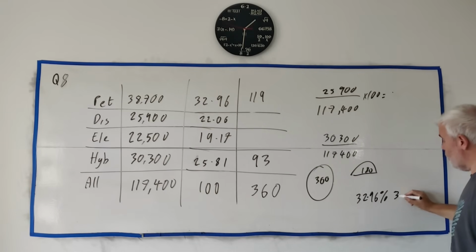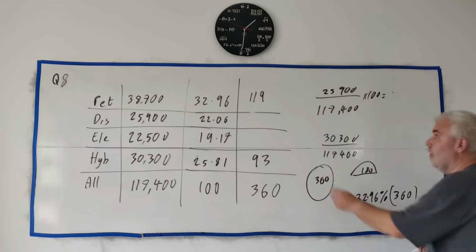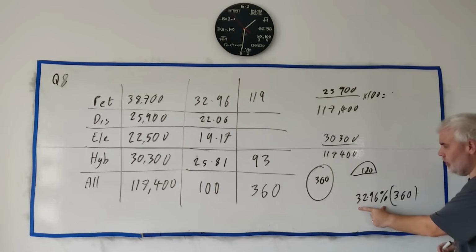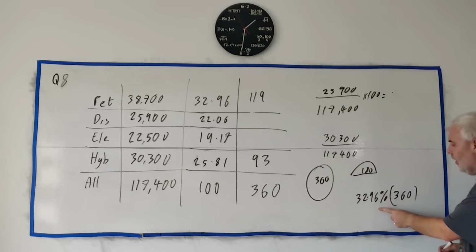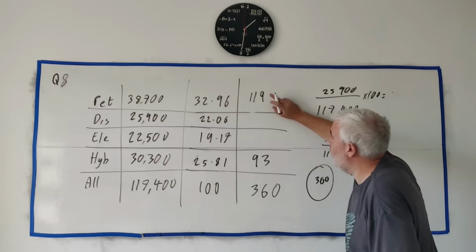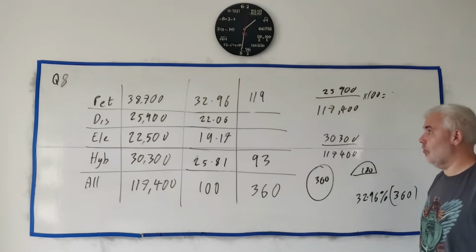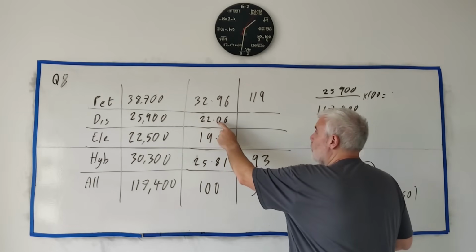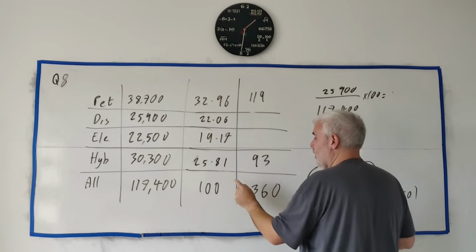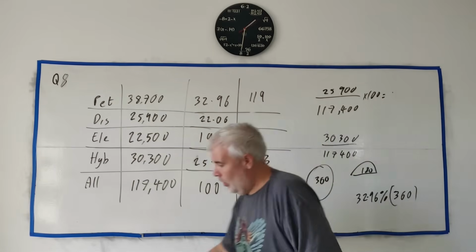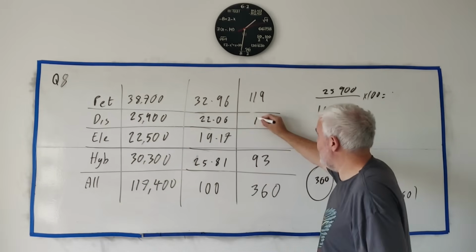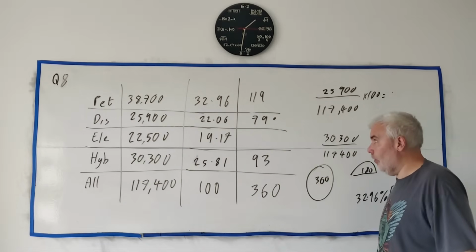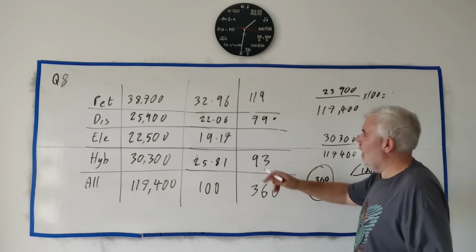32.96% of 360. That's what I want for this number. And whether you divide by 100 or you just use the percentage button on your calculator, either way it should give you 119 if you do that. If you multiply 22.06% by 360, you should get 79 degrees here. These are rounded off to the nearest degree.